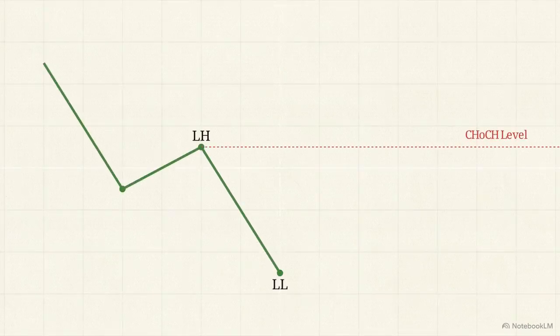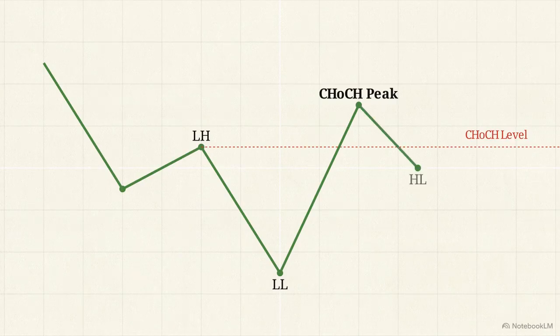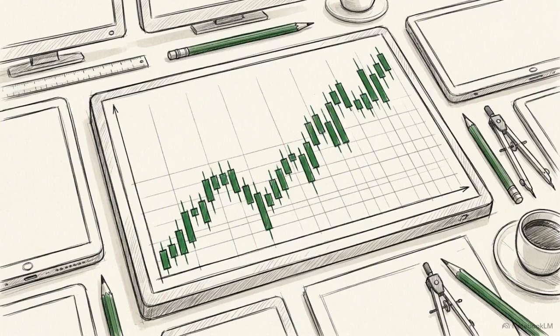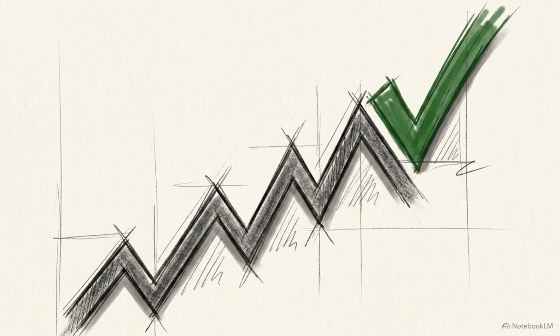After the initial CHoCH warning, price pulls back slightly, then surges upward again to form a distinct new peak. That new peak is definitively higher than the initial spike. That is your break of structure. By demanding that break of structure, you force yourself to wait until the market completely reveals its intent. The new uptrend is now mathematically confirmed, bringing your risk level down significantly.